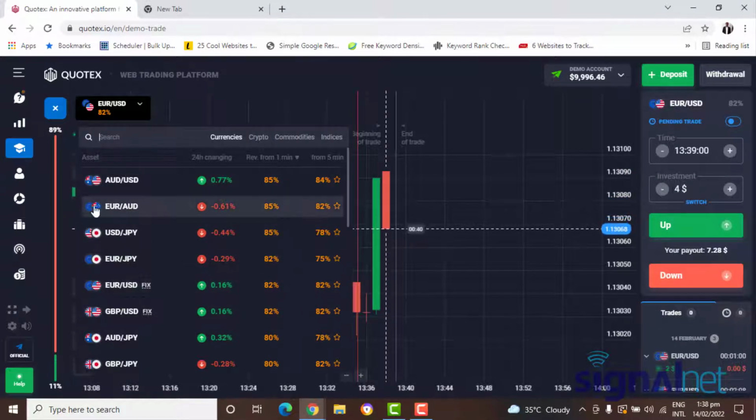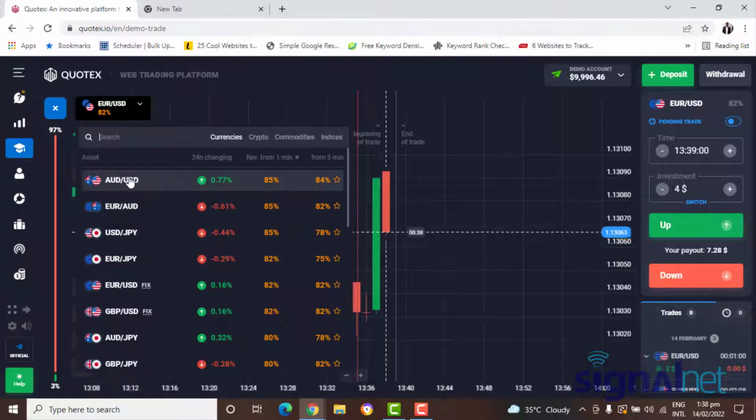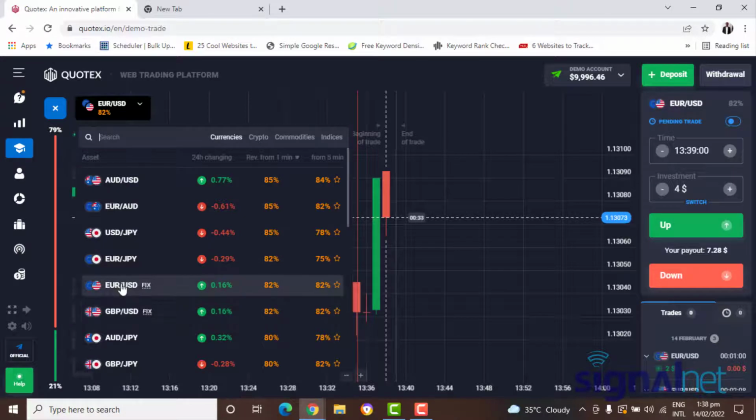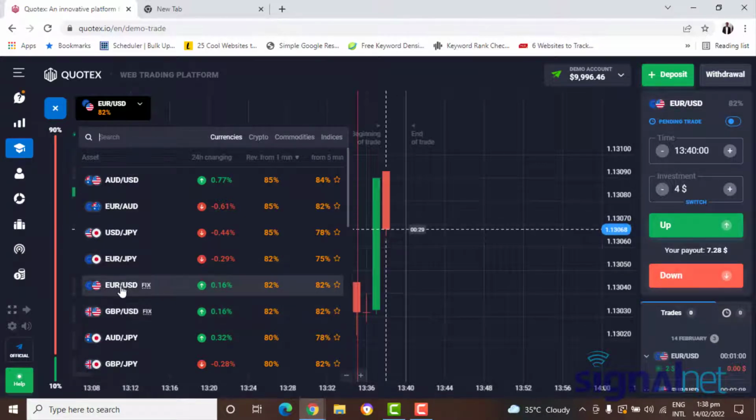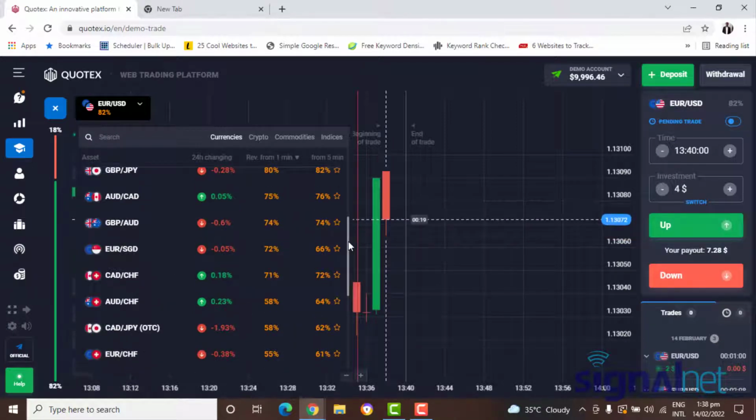So you can see they offer several AUD USD, that's Australian dollar to USD, several currencies. The euro USD and the pound USD are usually kind of fixed around, for now, about 82%. So for me, I trade the euro USD most of the time. You see other pairs, euro and so on.